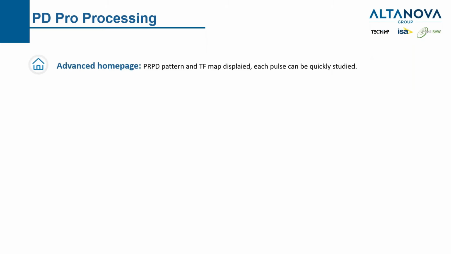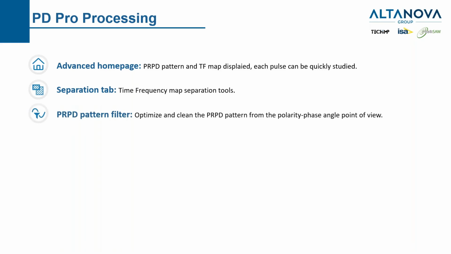So the advanced home page is the one that we have just seen, where we see the PRPD pattern, the TF map, and we can visualize the PD pulse and their pulse spectrum. Then we have the separation tab, that is the tab of the processing where we can work with time frequency mapping separations. We have a PRPD pattern filter. We can clean the PRPD on the polarity phase angle base, so we can decide to clean the acquisition from sporadic points. Those are falling outside the expected phase angle and amplitude position.